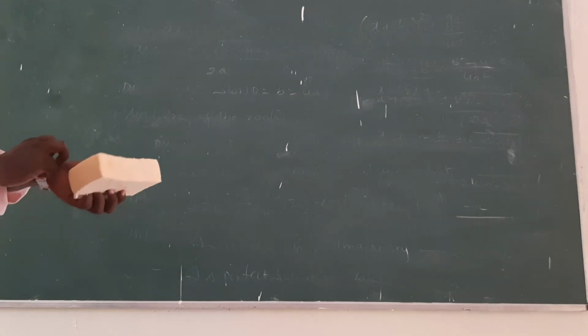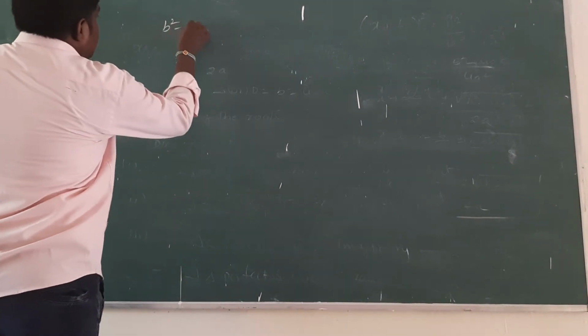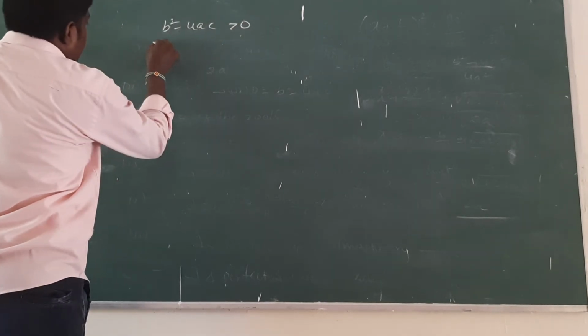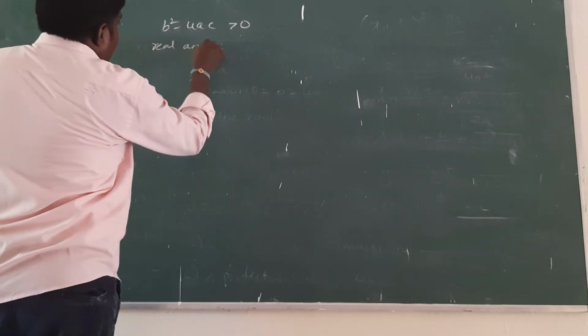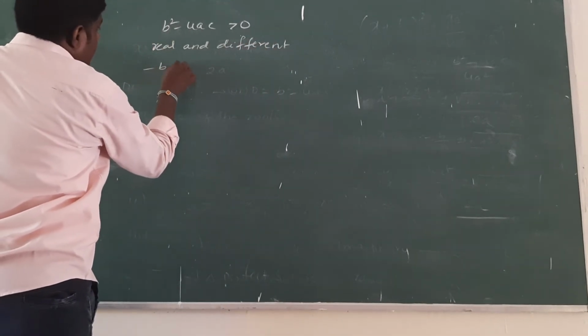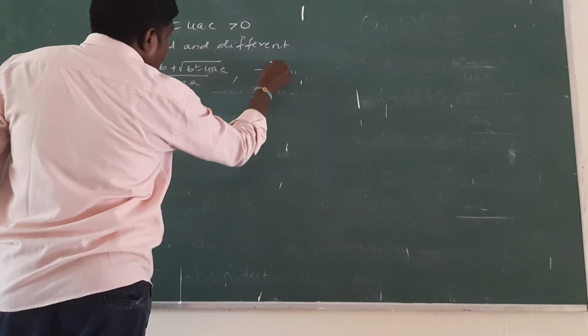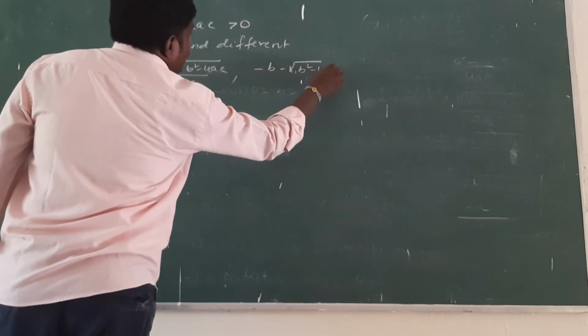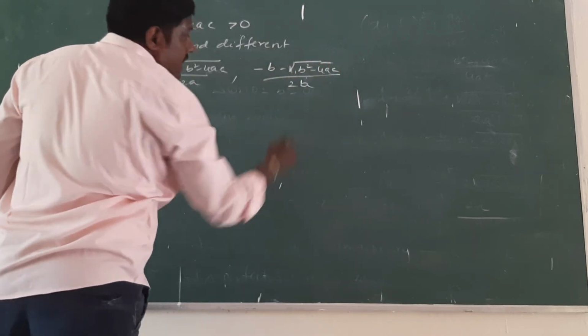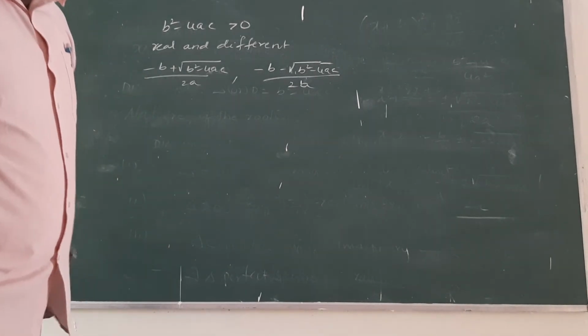The first case: if b square minus 4ac is greater than 0, the roots are real and different. The roots will be minus b plus root of b square minus 4ac by 2a as one root, and the second is minus b minus root of b square minus 4ac by 2a.